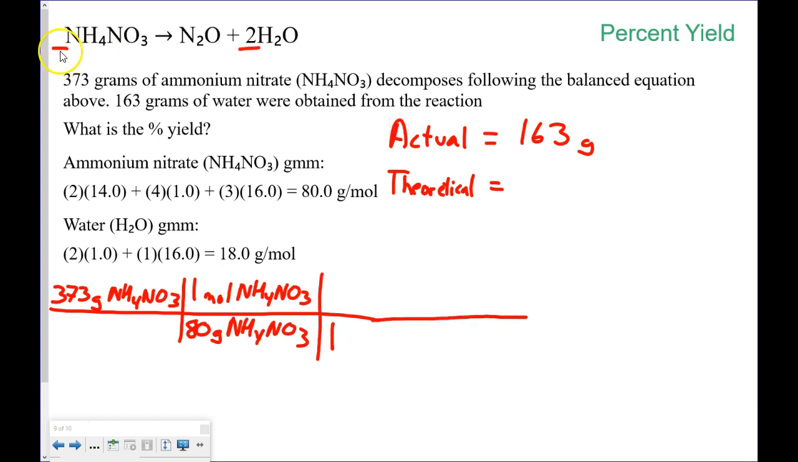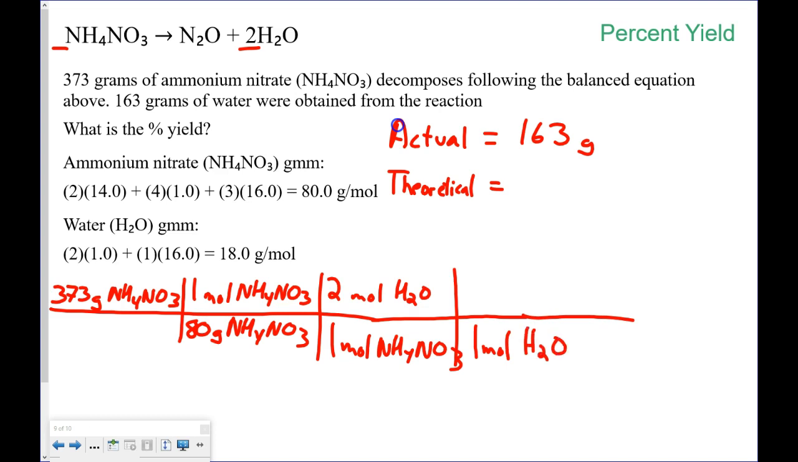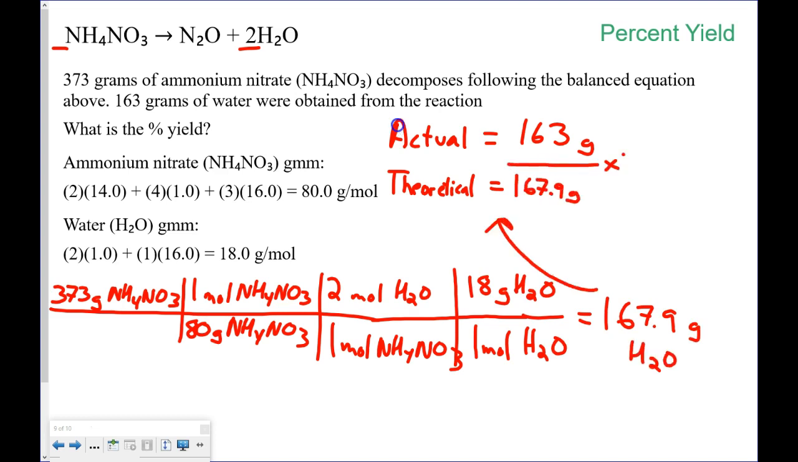Convert that using our mole ratio, where 1 of ammonium nitrate is equal to 2 water. From here, I can get the amount of water in moles, but of course I need to convert that into grams. So 1 mole of that is equal to 18 grams of water. Cancel everything out, and I'm left with 167 grams of water. 163 was my actual amount. Divided by that times 100 gives me 97.1% yield for this equation.